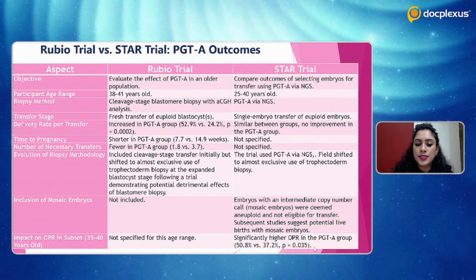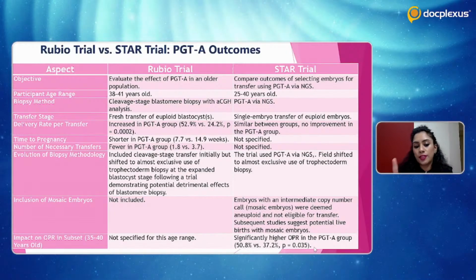It was not specified for this age range what the impact on the ongoing pregnancy rate was in the Rubio trial. Whereas in the STAR trial, they had a significantly higher ongoing pregnancy rate in the PGTA group in the specific 35 to 40 years age group. So when we talk about 25 to 35 in the STAR trial, there was no benefit.